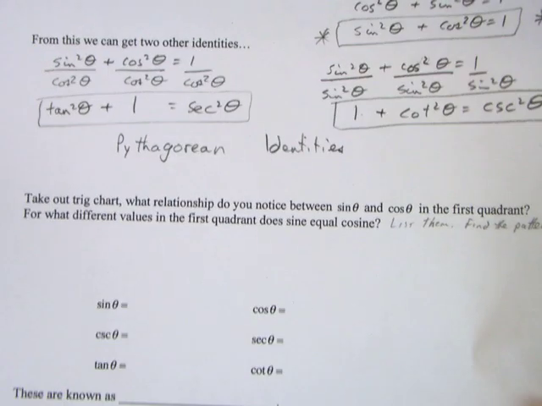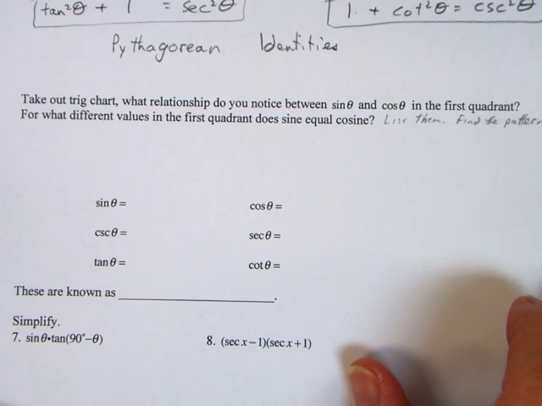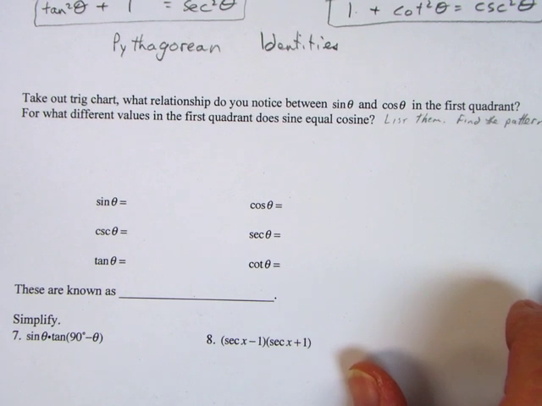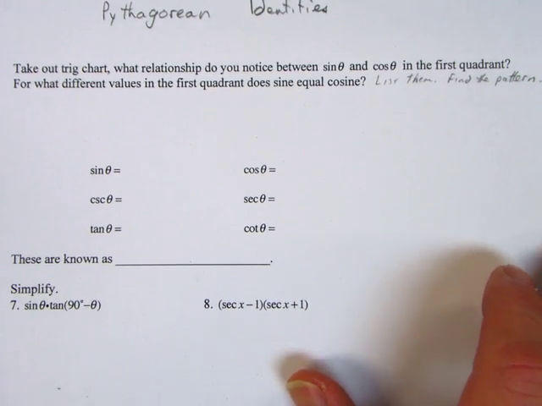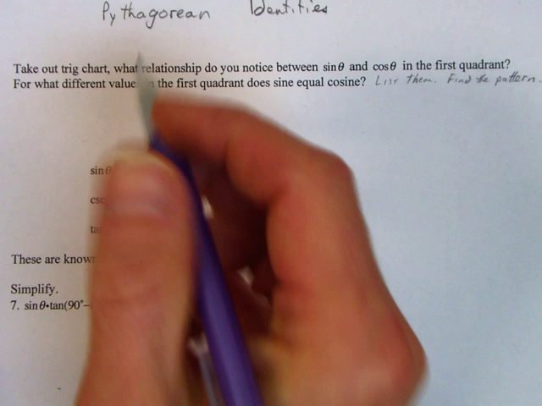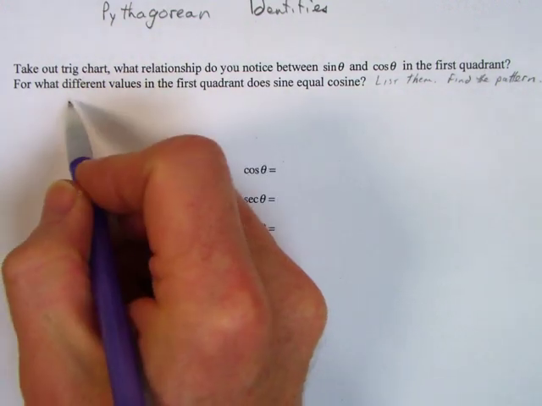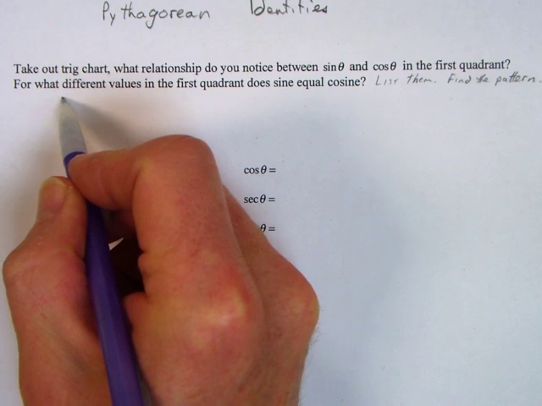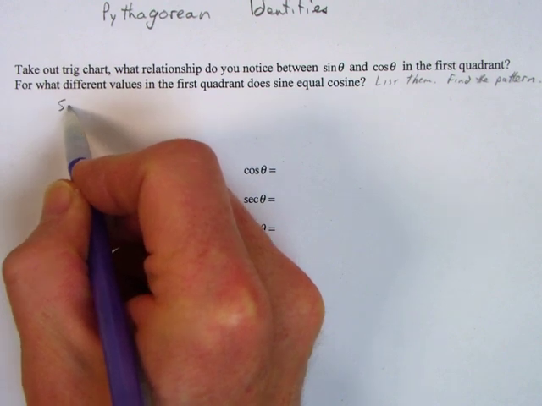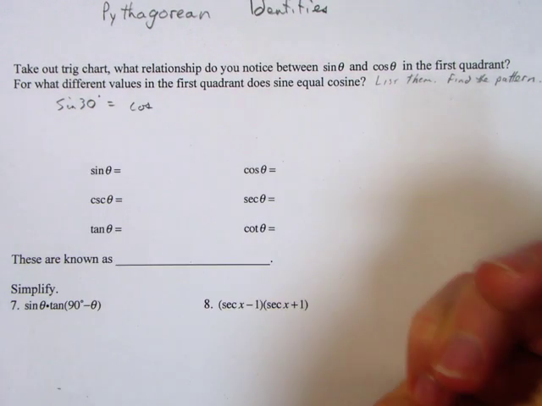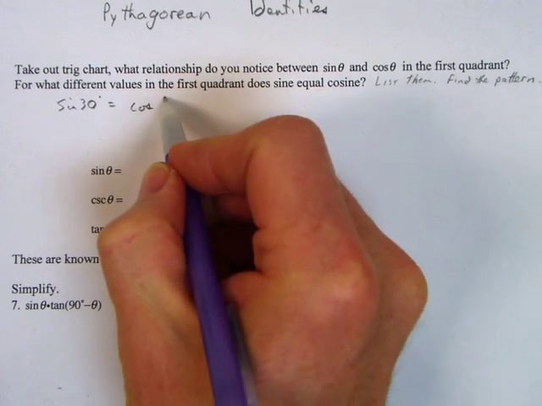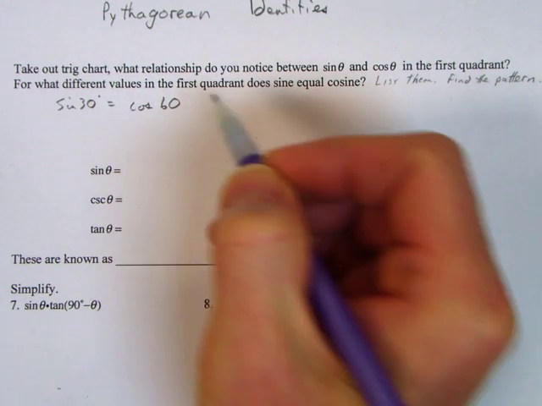Take out your trig chart. What relationship do you notice between sine theta and cosine theta in the first quadrant? For what different values in the first quadrant does sine equal cosine? List them. Now, it is up to you to do this. So give me two values. Try to think of two values here where the sine of one value, for example, the sine of 30 equals the cosine of what number? It's the cosine of 60.